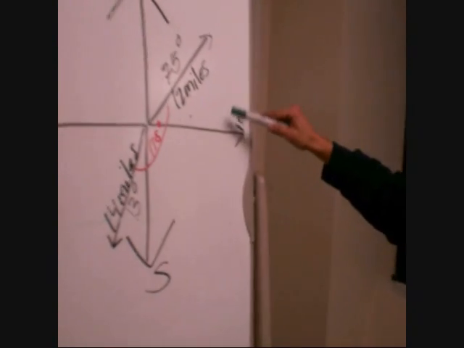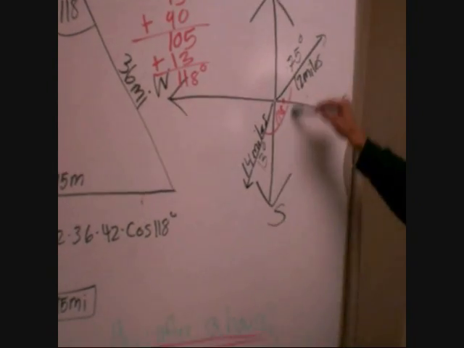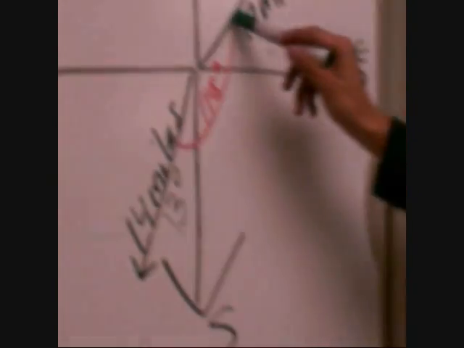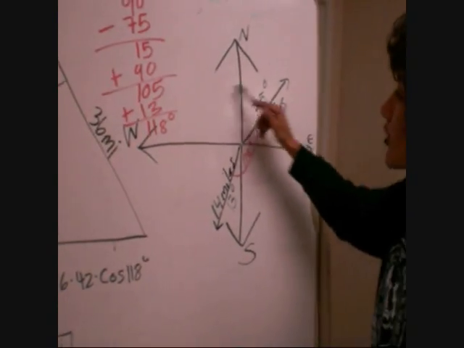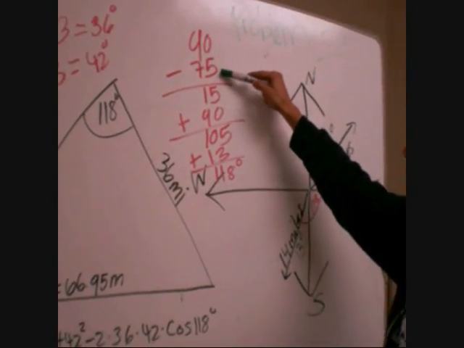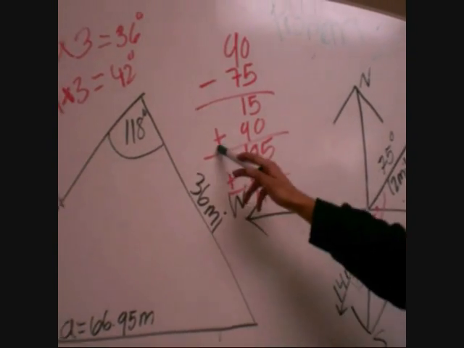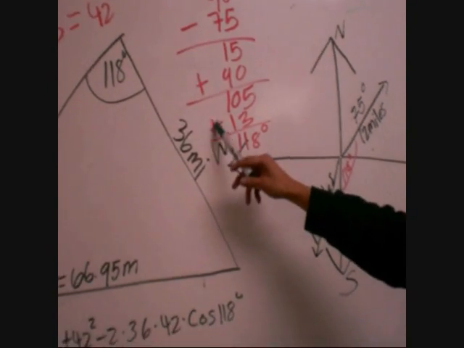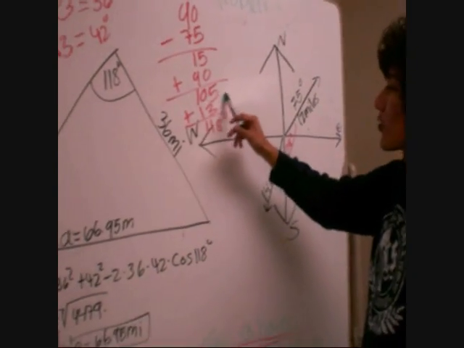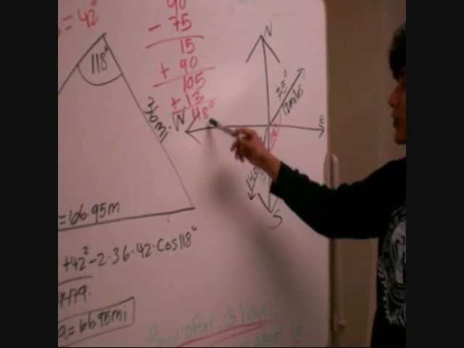After that, you need to find this angle, because people forget about this angle. They always forget. So what you have to do is subtract 75 from 90, getting 15. Add 90, after getting 90, you get 105. Add 13, which equals 118.